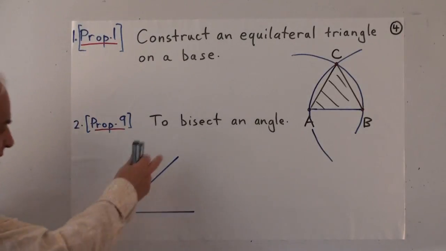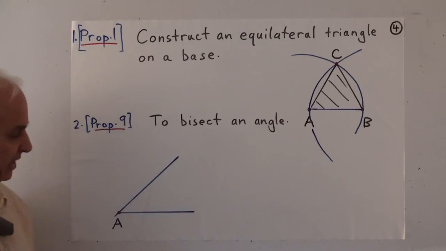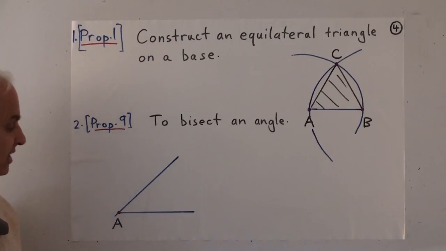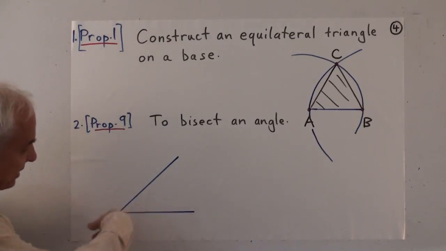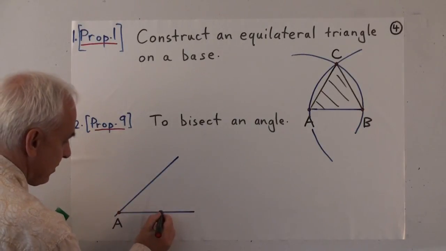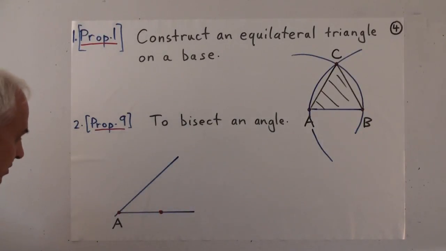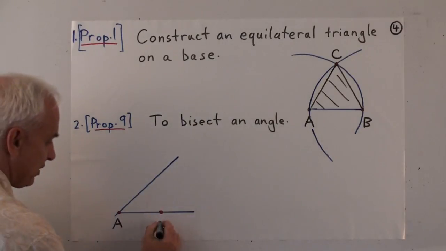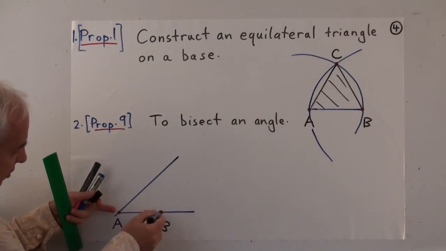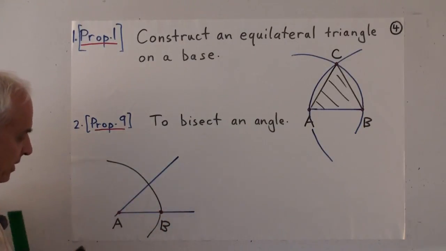All right, so here's the angle that we're interested in. And for Euclid, an angle was really a geometrical configuration formed by two intersecting lines. So most of the time when Euclid talks about an angle, he means a configuration that's like this. All right, we'd like to bisect this angle. Well, how do we do that? Well, we choose a point on one of these lines. And then we're going to draw a circle centered at A. Let's call this point B. And then we're going to put our compass center here through B, and we're going to draw a circle centered at A through B.